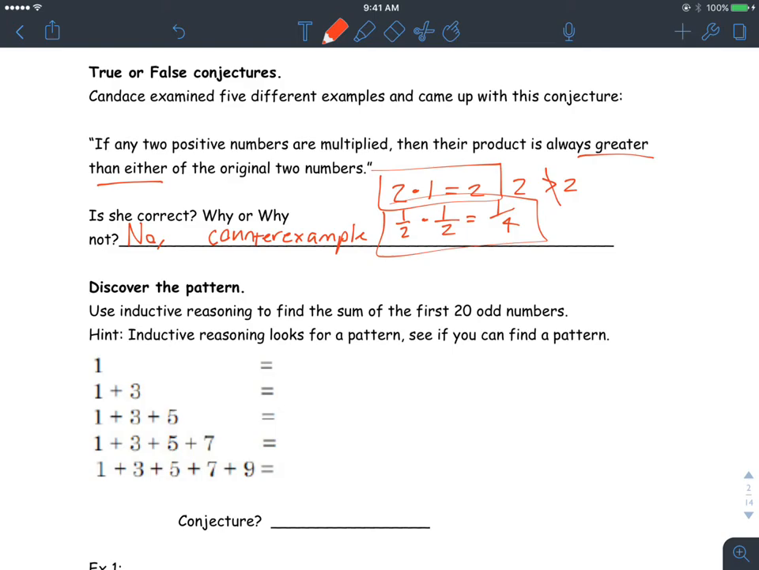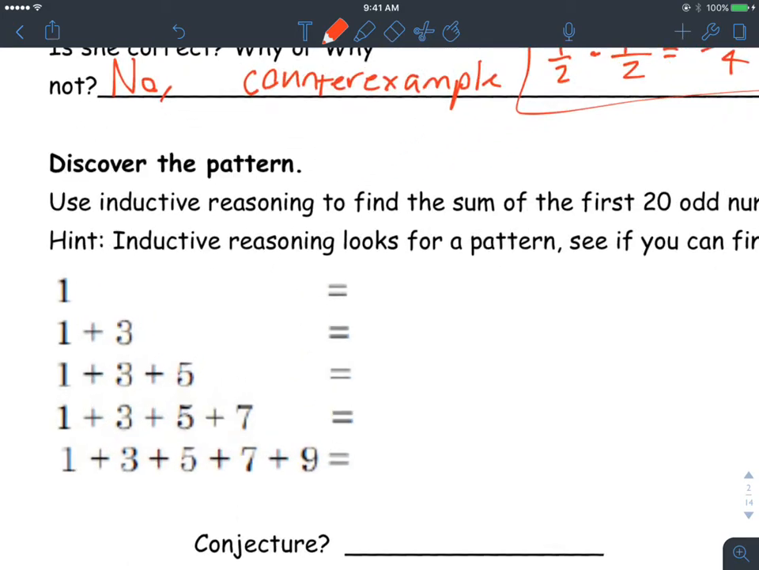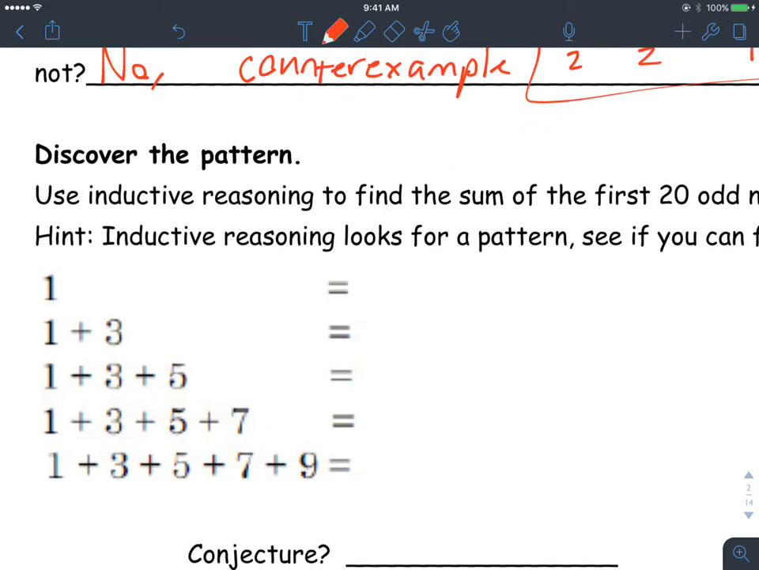Okay. Discover the pattern. Use inductive reasoning to find the sum of the first 20 odd numbers. All right, so I guess we're going to use a pattern. Maybe we can figure out what's going on with each of these. They say 1 equals 1. And then we got 1 plus 3, so that should be 4, right? Then the next, you got 1 plus 3 and then plus a 5. So take your previous thing, add 5 to it. So we got 1, 4, and 9. We got 1 plus 3 plus 5, and then add a 7 onto that. I think that should be 16. And then add on a 9, and you got 25.